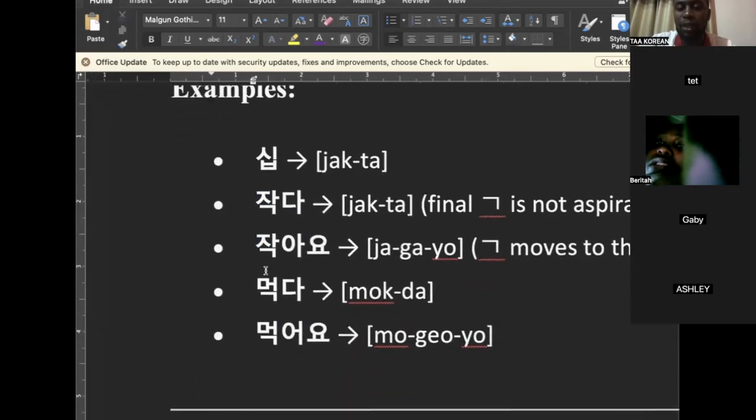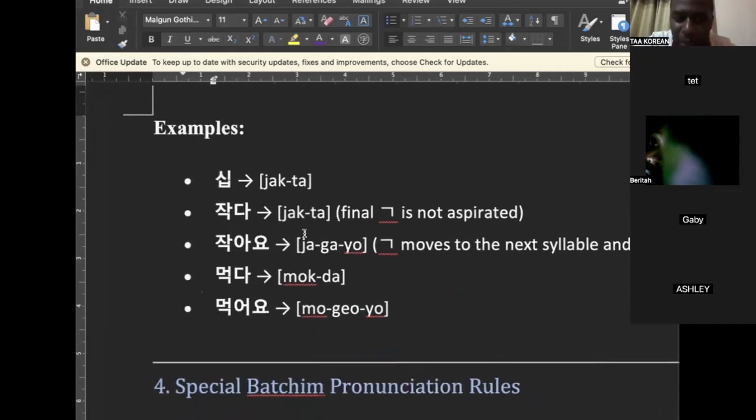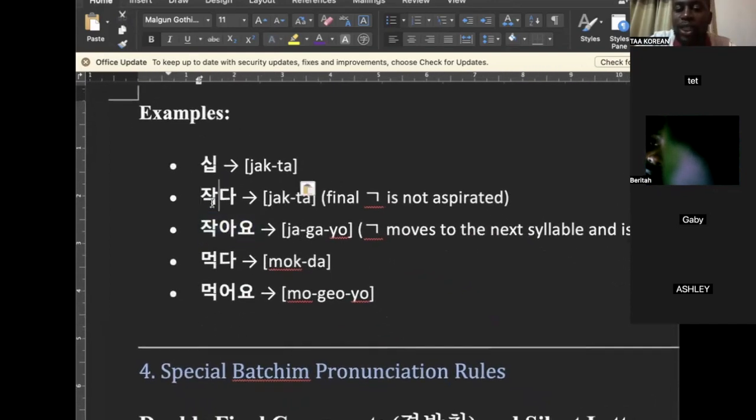When you have these consonants, for example, verbs, like here you have chakta. It's not chagada, it's chakta, right? You don't really do the G sound as a G. It's chakta. But now let's say we move chakta into informal polite form.